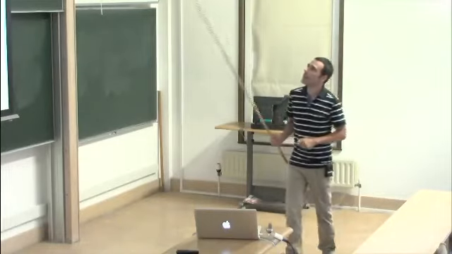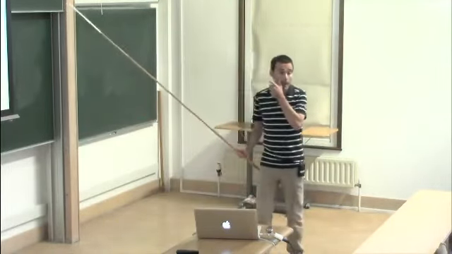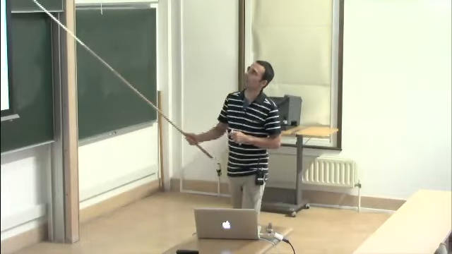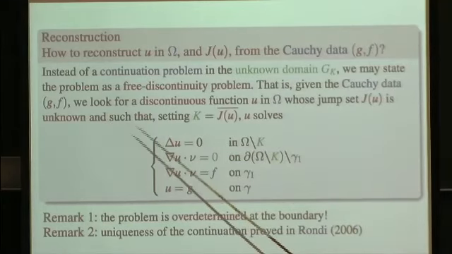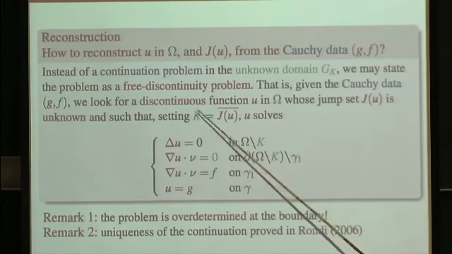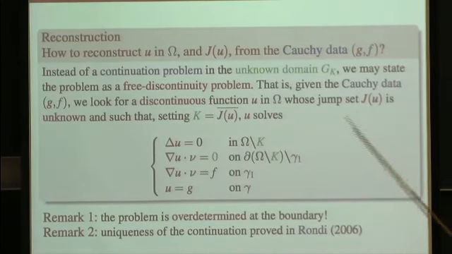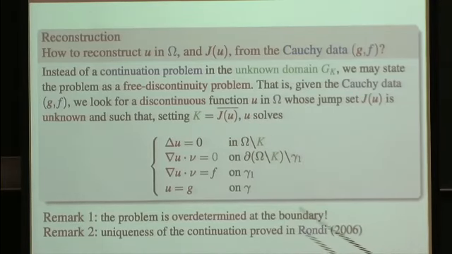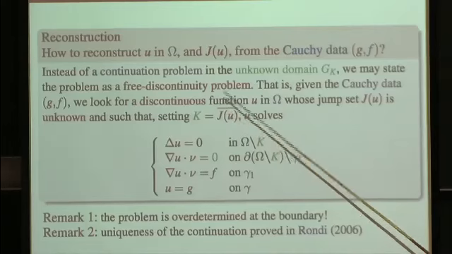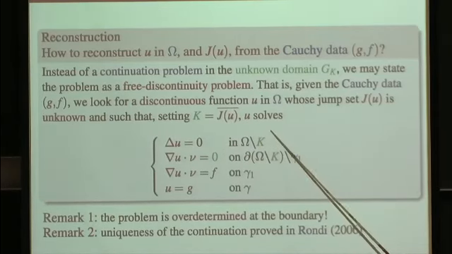may help. So the idea is the following: rather than look at this as a continuation problem, I would prefer to state it as a free discontinuity problem. And the idea is the following: I have Cauchy data g and f, and I look for the potential, which is a discontinuous function, and I don't know where its jump set is. I would really like to know where this jump set is, and if I take K as the closure of this jump set, then I hope to find this discontinuous function solving the following problem. So it's harmonic outside the jump set.